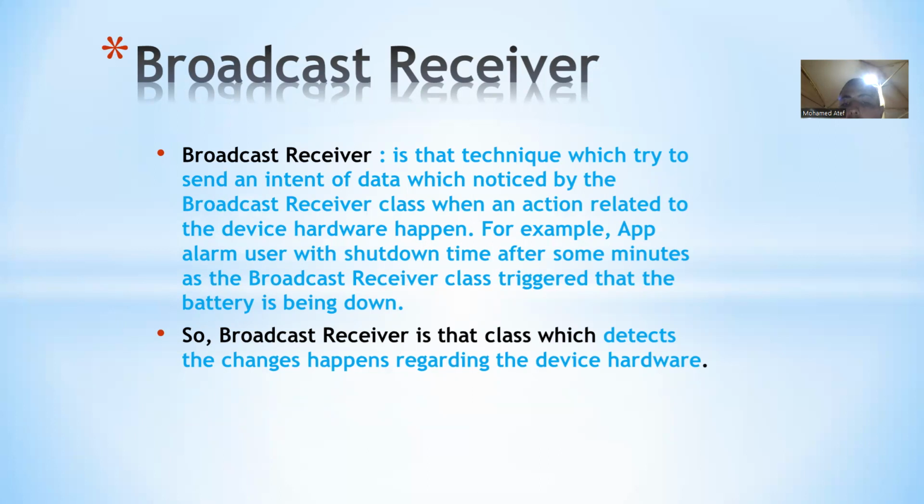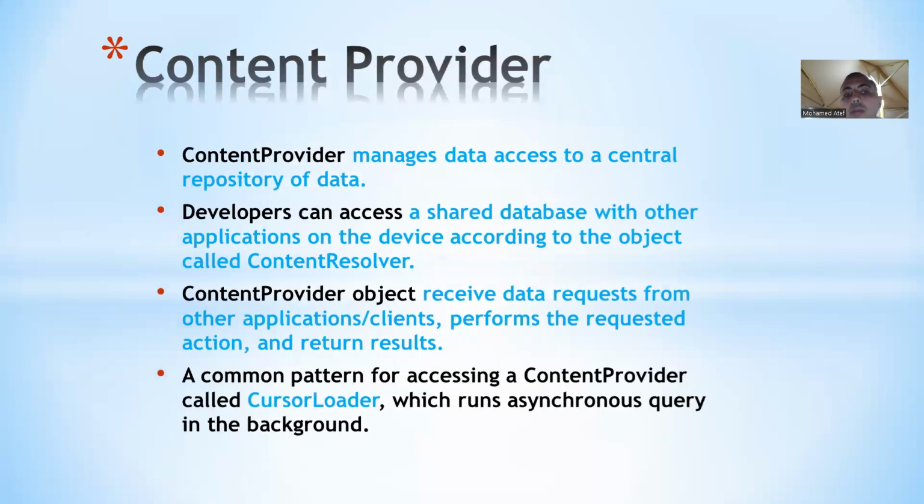So broadcast receiver is that class which detects the changes happening regarding the device hardware and sends or acts with the user according to these triggers. Okay, this is the broadcast receiver class. What about content provider? Content provider manages data access to a central repository of data.